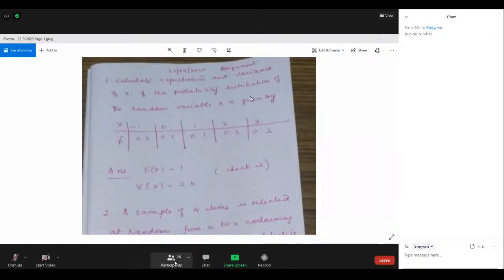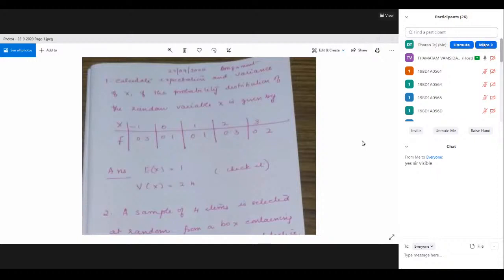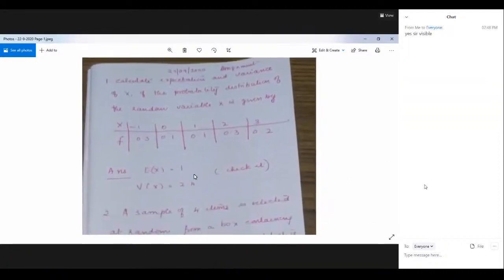Okay, fine. Now all of you know the first question, today's assignment: calculate the expected value and variance of x if the probability distribution of a random variable x is given by the probability distribution table. The random variable x is taking values minus 1, 0, 1, 2, and 3, and the corresponding probability values are 0.3, 0.1, 0.1, 0.3, and 0.2.